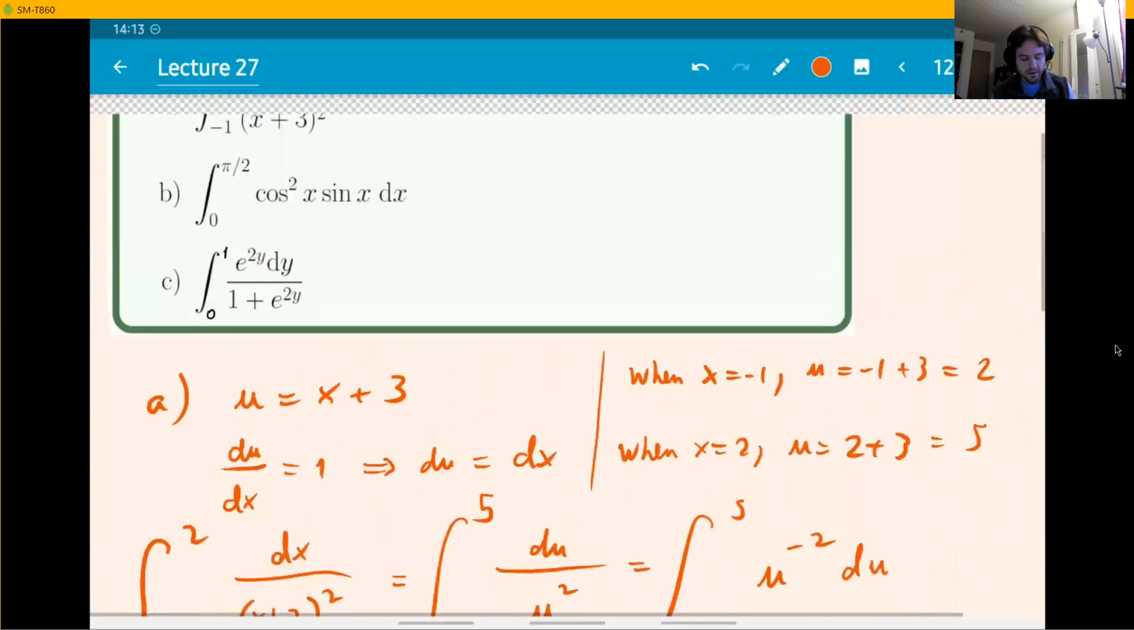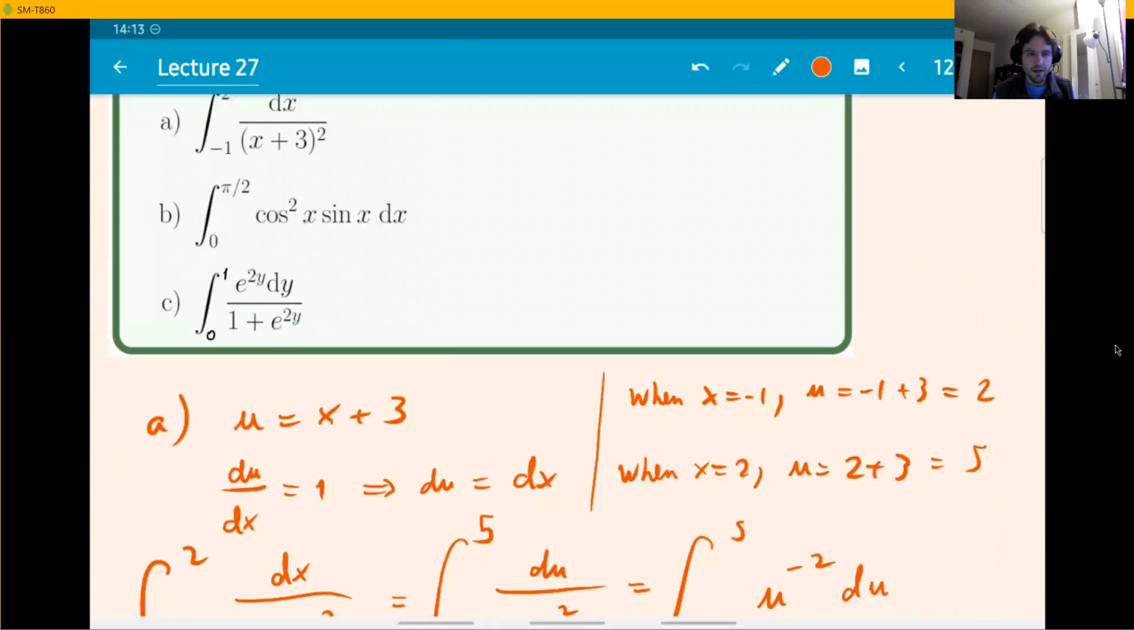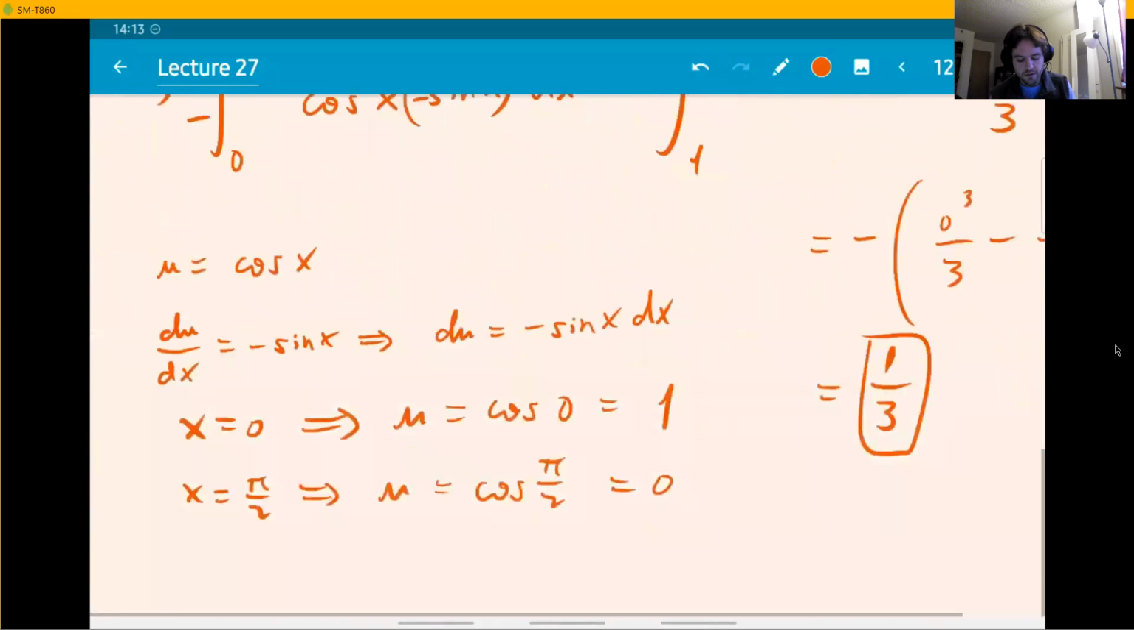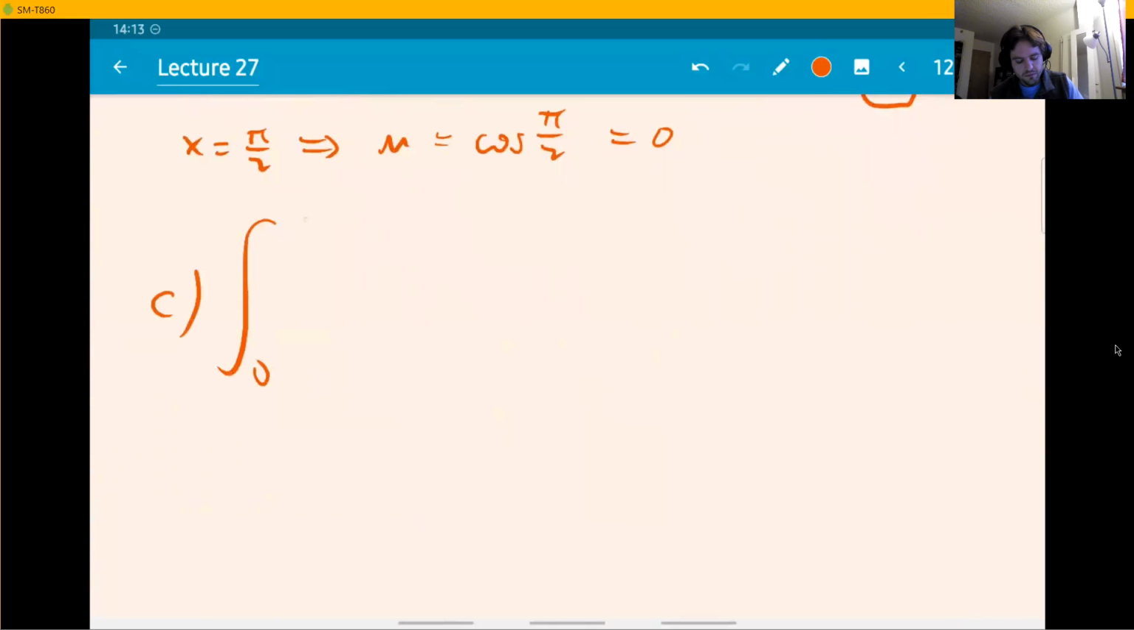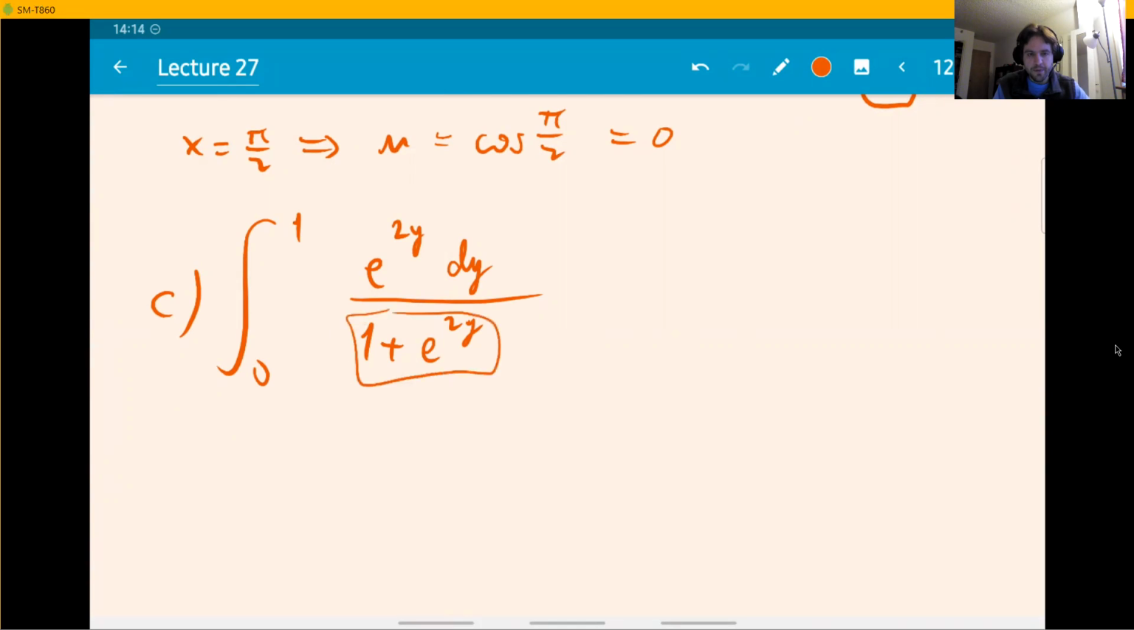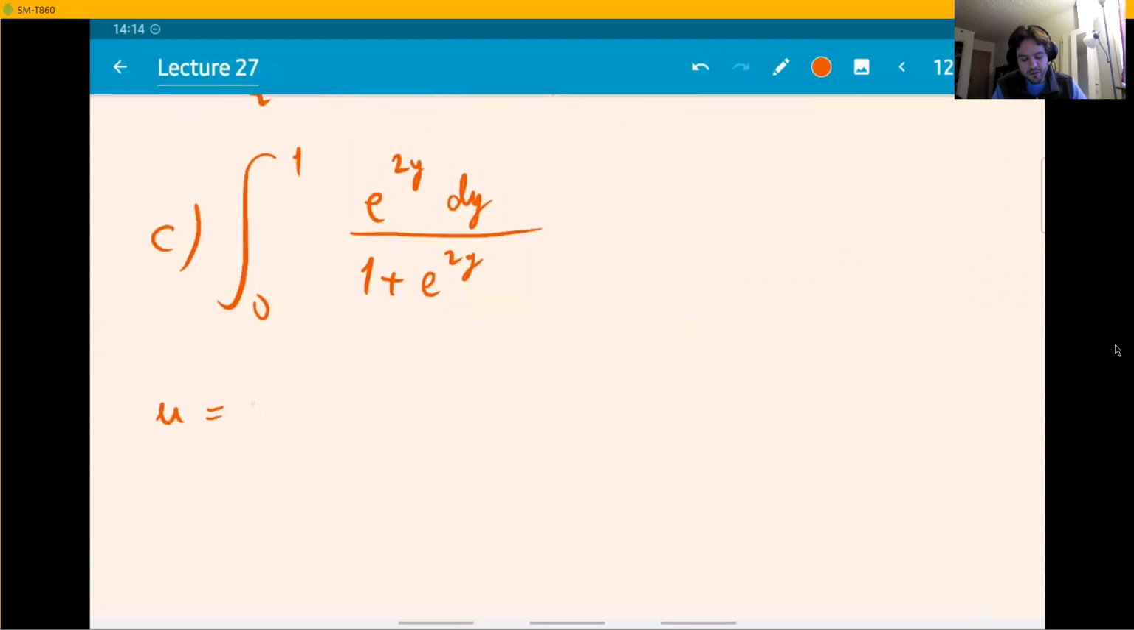Last one now. You have the integral from 0 to 1 of e to the 2y dy divided by 1 plus e to the 2y. Once again, the variable now is not x, it's y. That is completely irrelevant. When we look at this, we recognize a fraction, first of all. Is it going to be helpful to let u be the whole denominator? In this case, yes. What is the derivative of this denominator? It is something involving e to the 2y, which we see upstairs. So that is a very helpful u substitution.